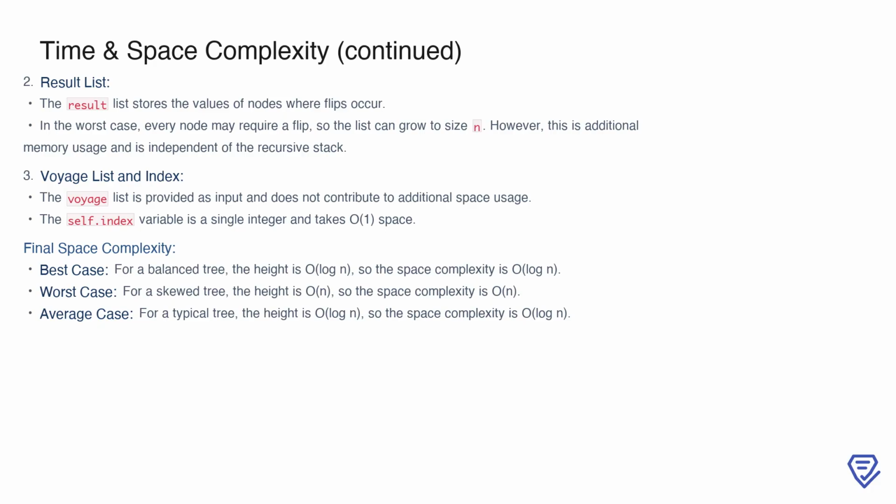Bringing these components together, the final space complexity depends primarily on the recursive call stack. For a balanced tree, where the height is O(log n), the space complexity is O(log n). For a skewed tree, where the height is O(n), the space complexity is O(n). On average, for a typical tree, the height is closer to O(log n), so the space complexity in most cases would be O(log n).